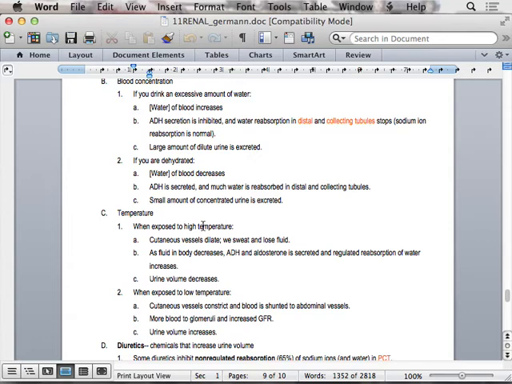So as the fluid in the body decreases, ADH and aldosterone secretion increase, because you're sweating out both salt and water. And the regulated reabsorption of water at the DCT will continue. So if you sweat a lot, you won't pee as much. That's true. Okay, so your urine volume decreases and it's stinky and concentrated.